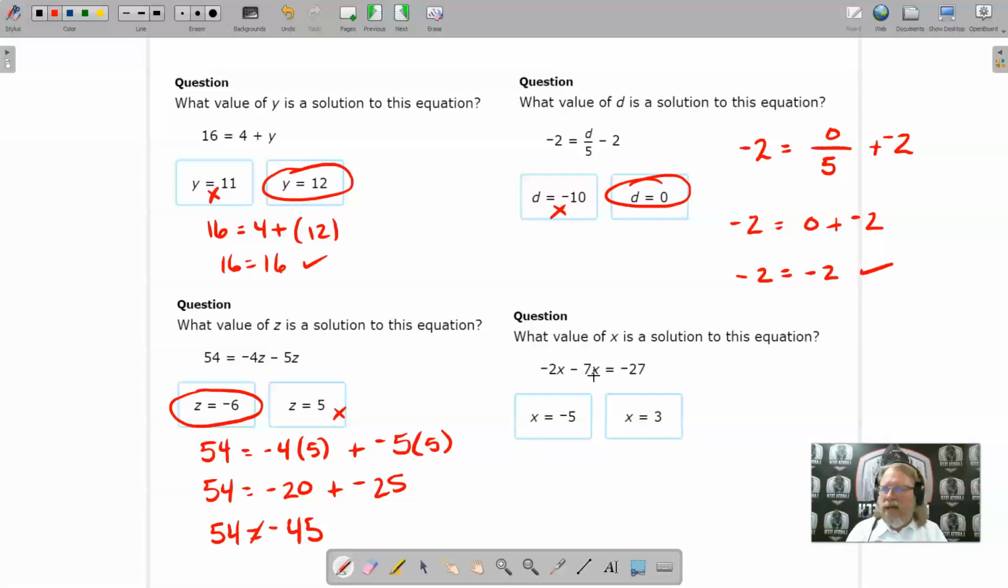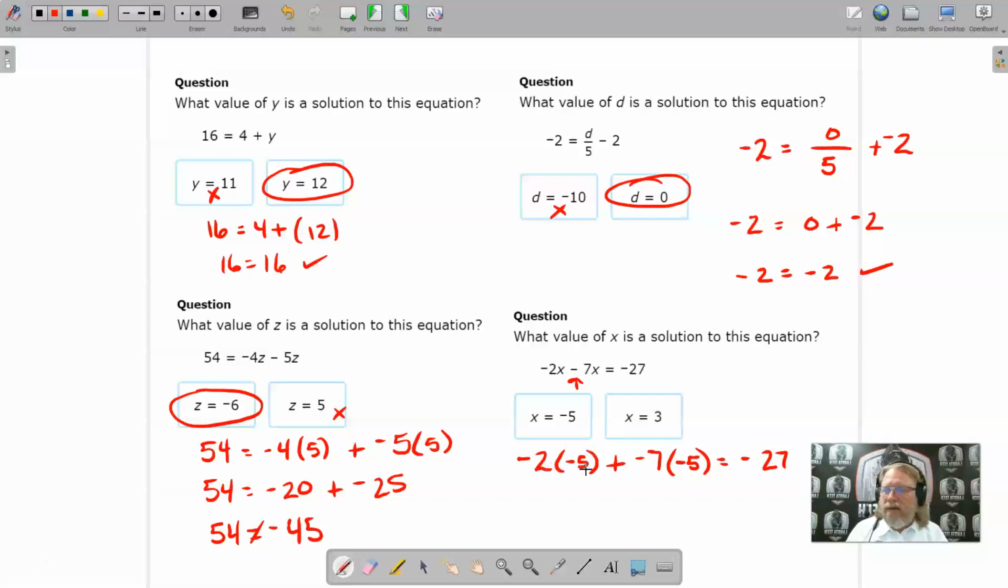Negative 2x minus 7x equals negative 27. So let's do negative 2 and then throw in the parentheses for the x. I'm going to change this subtraction to addition. Take the opposite of the next value, which is 7, negative 7, and then a parenthesis for the value of x equals negative 27. So let's go ahead and plug in. Let's go ahead and go with the negative 5. I'll just keep working left to right each time.